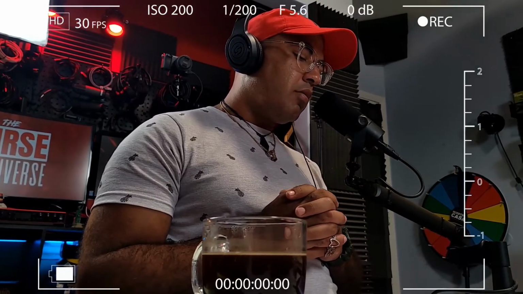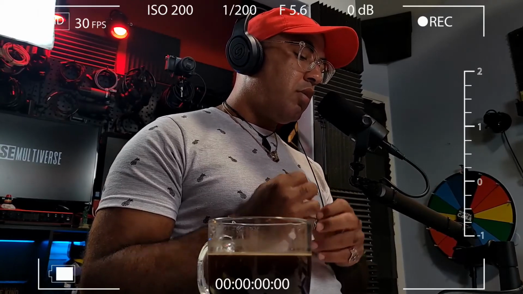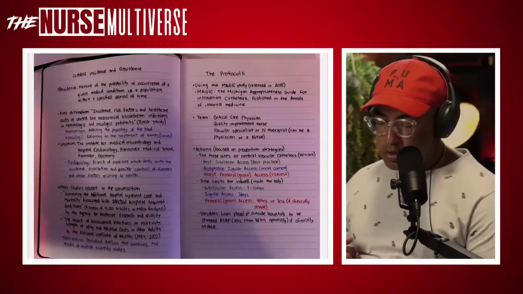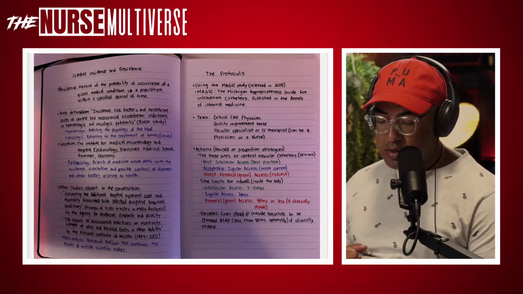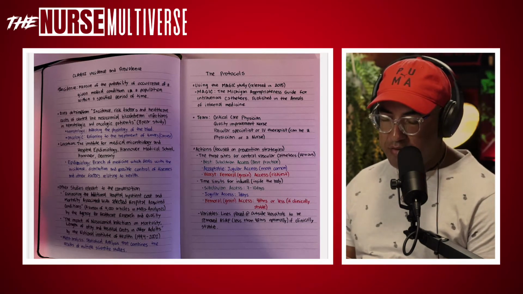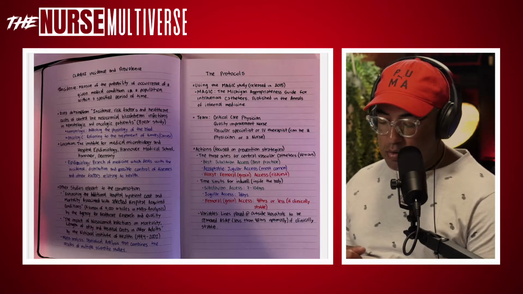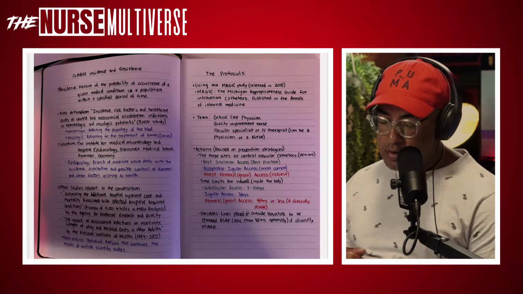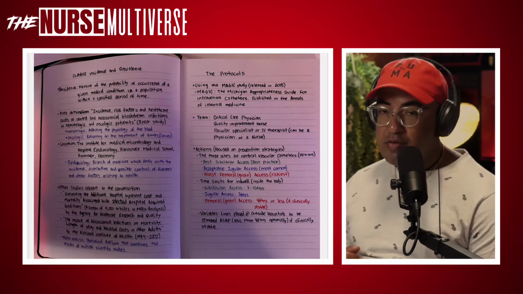And the second thing that we started monitoring was the time limits for indwell. Indwell just means inside of your body. So for subclavian access, the indwell time was 7 to 10 days. In the jugular access, 7 days. And in the femoral groin access, 48 hours or less if clinically stable.